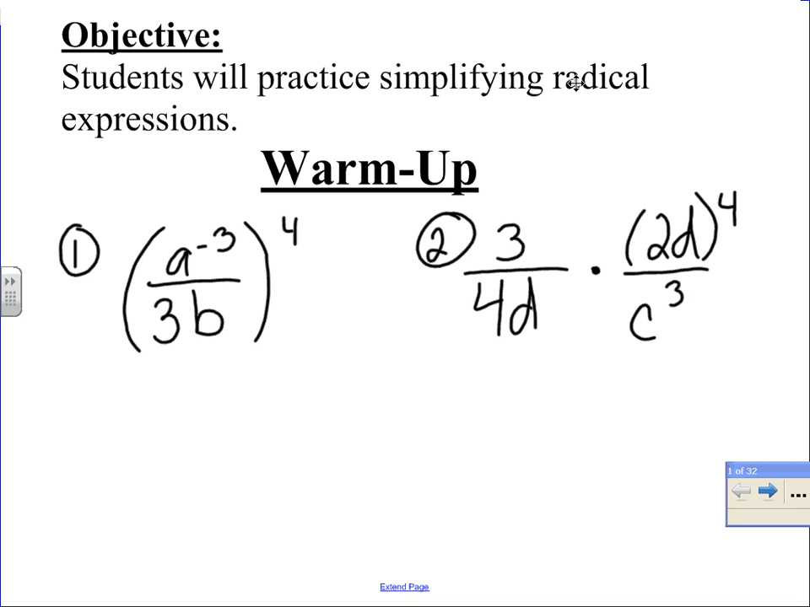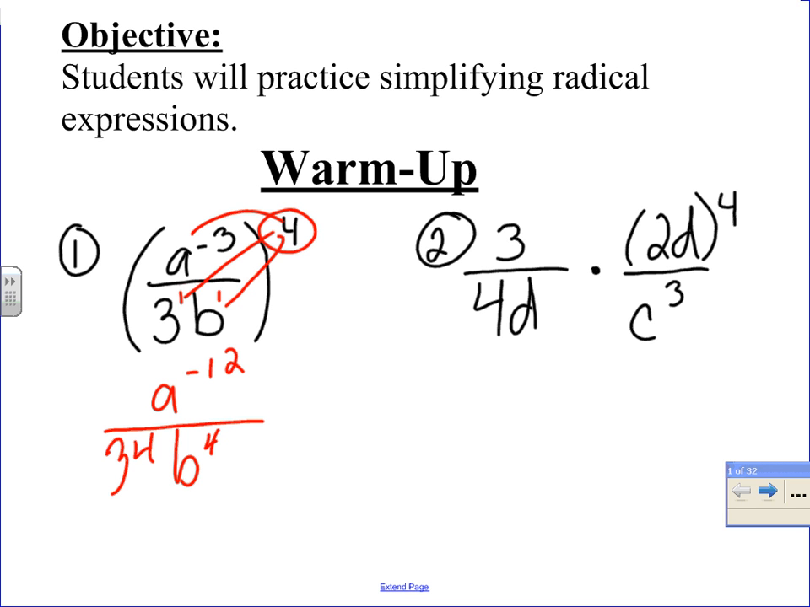All right, Jake, first warm up. What do you do first? Good. First thing is distribute the 4 to every single term inside parentheses. So in other words, step 1 is get rid of those parentheses. So we have a to the negative 12th over 3 to the 4th b to the 4th. John, what do we do next? Good. Put a to the negative 12th in the denominator.